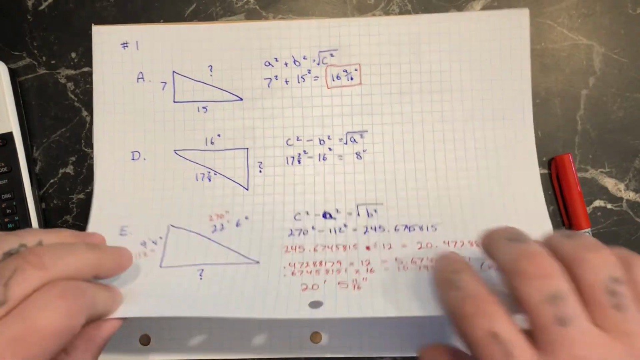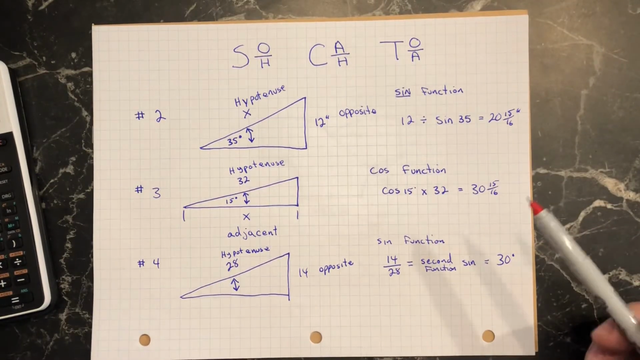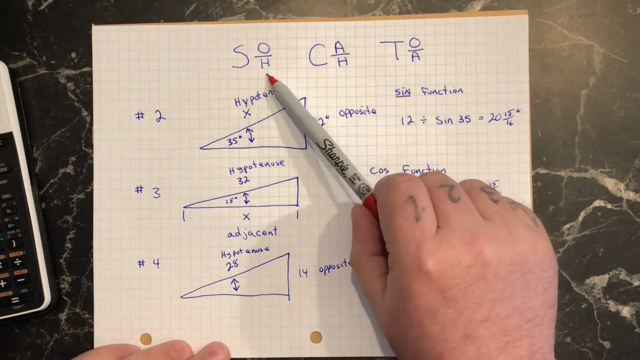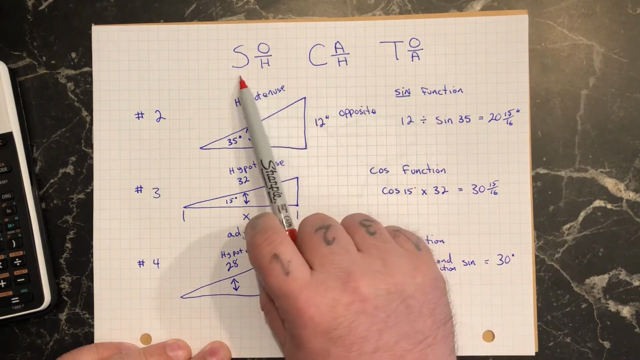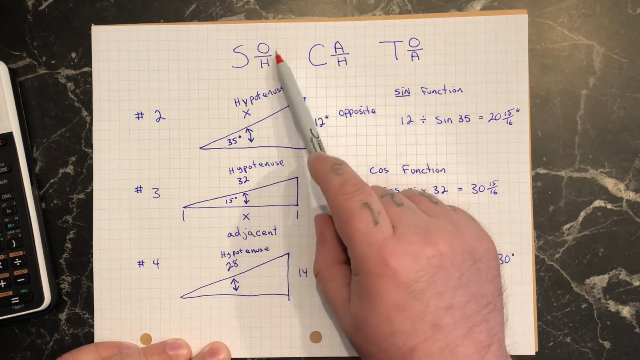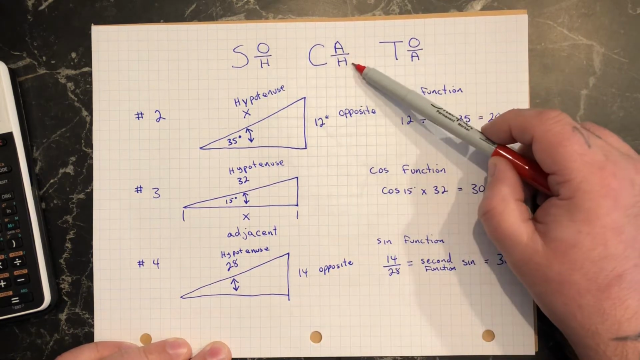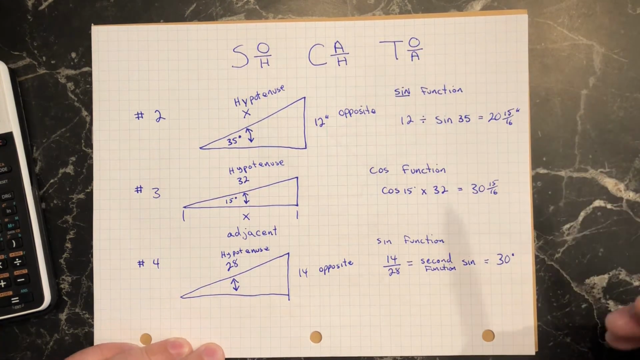Okay, moving on to number 2. The next 3 questions are basic trigonometry. So I wrote SOHCAHTOA up here. I like writing them this way because it shows that sine is opposite divided by hypotenuse, cosine is adjacent divided by hypotenuse, and tangent is opposite divided by adjacent.